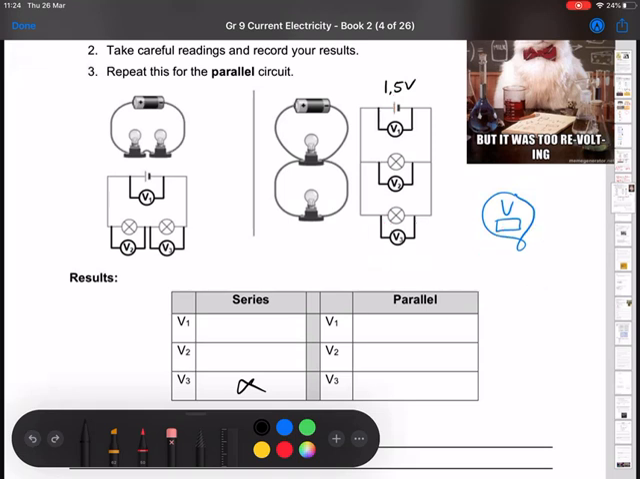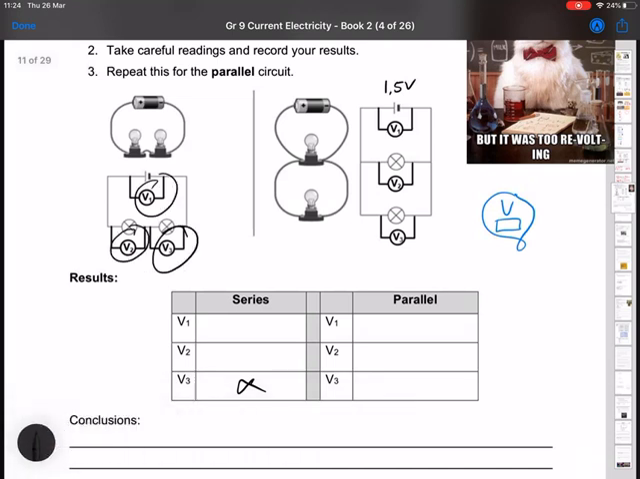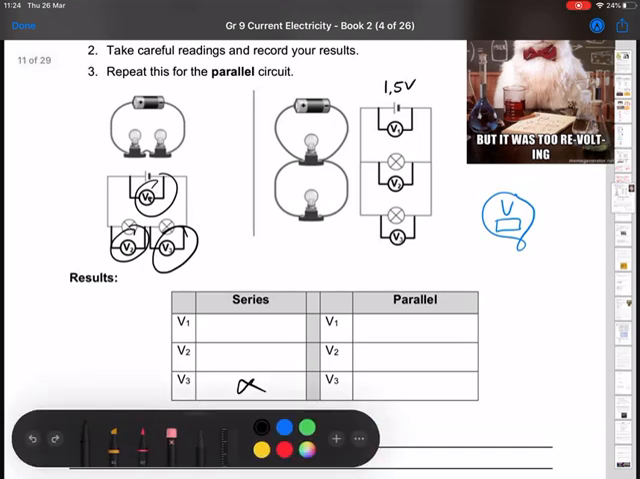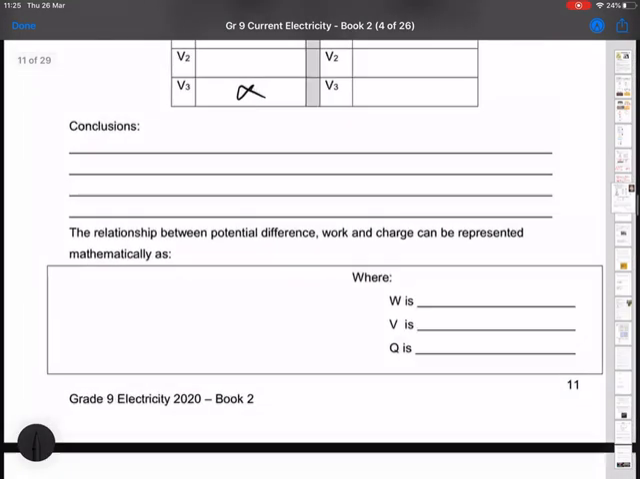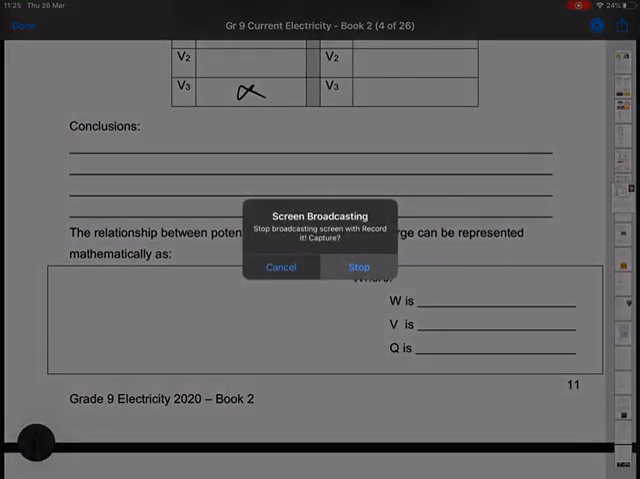Then I'd like you to compare your readings. So for this series circuit, I want you to tell me what the relationship is between voltmeter 1, voltmeter 2 and 3. Are they all the same? Does 2 and 3 add up to give you 1? Does 1 and 3 add up to give you 2? And so on. And you're going to write a conclusion. Once you're done with that, then you can start with the next video.